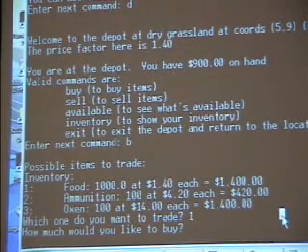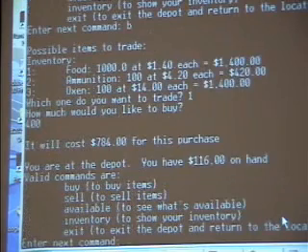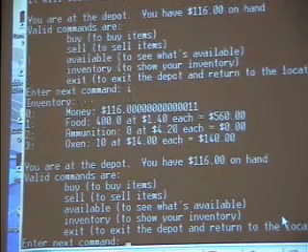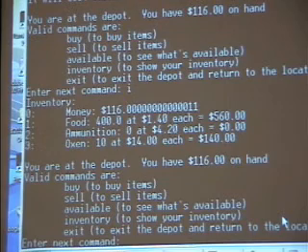So how much food would I like to buy? Let's buy 400 units of food. I have 116 left. I think I'll hold on to that for a while. Oh, so I can hit my inventory. I still have my 10 oxen. I now have 100. Ooh, I need to round that. But I have $116 and like 1/1,000,000th of a cent, and 400 units of food.